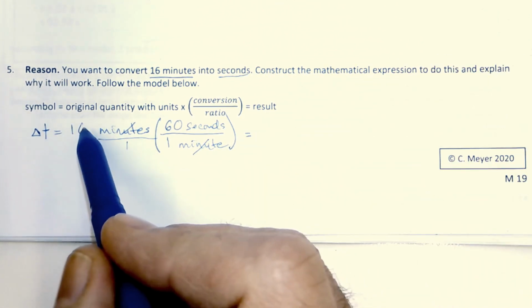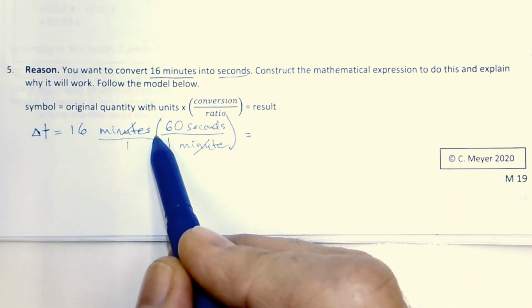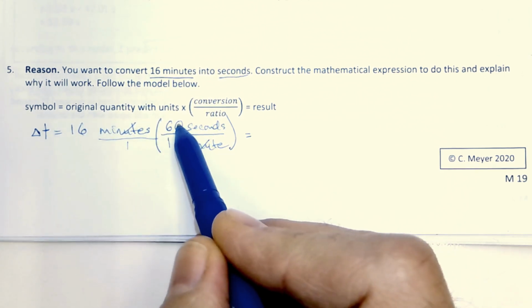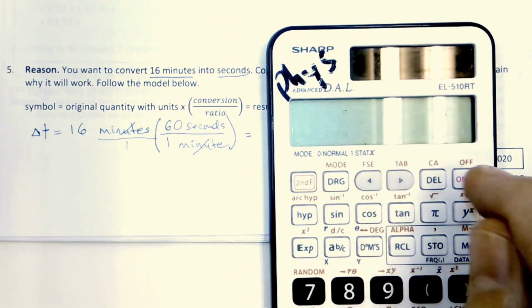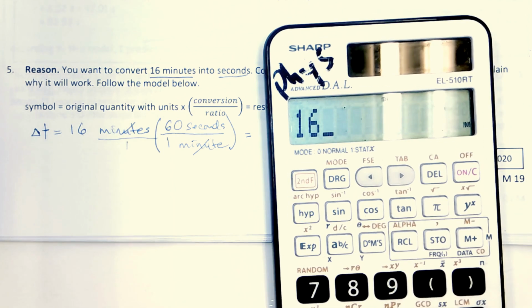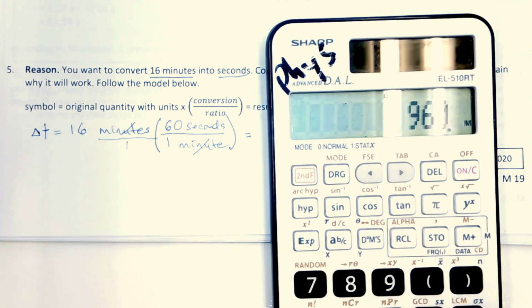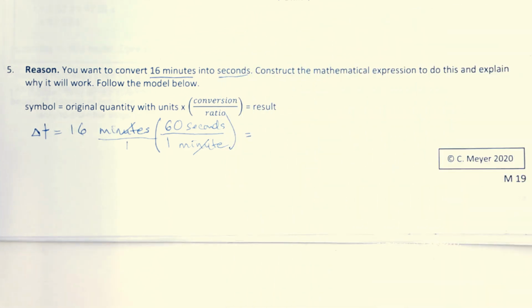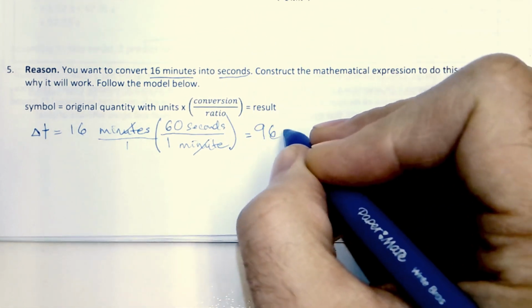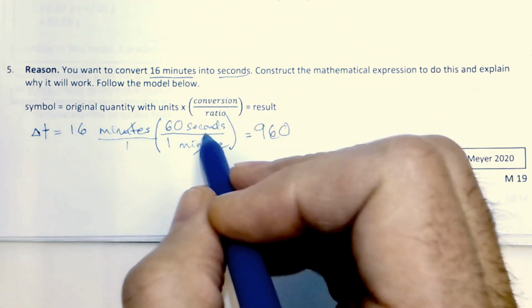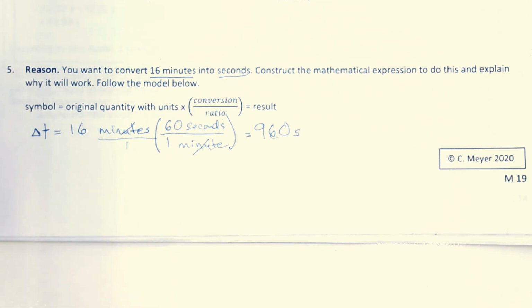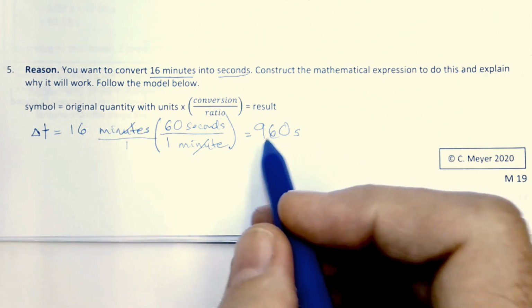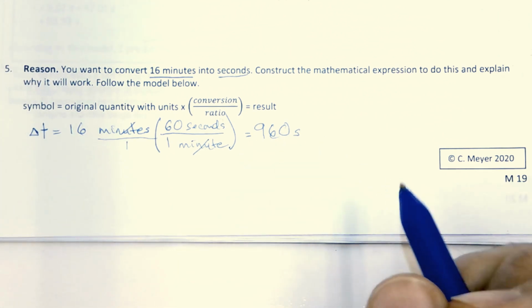So in our calculator, we'll do 16. There's a multiplication here, so 16 times 60 divided by 1. Do we need to do the divide by 1? No. So we have 16 times 60. That gives us this value here. So 960. And the units that we're left with are seconds. We just use the lowercase s for the symbol of that unit. So 960 seconds.